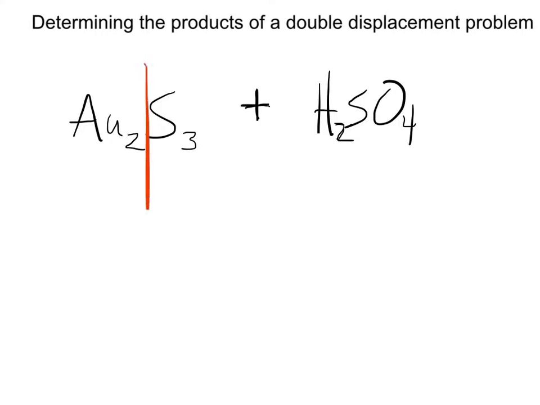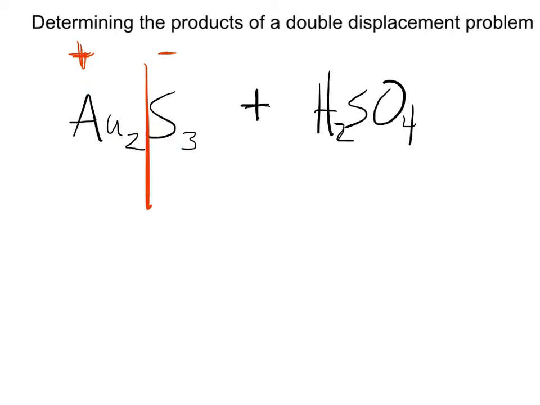The idea is that any ionic compound is made up of a cation, in other words, a substance that has a positive charge, and an anion, a substance that has a negative charge. The cation is always the first substance in the ionic compound formula, and the anion, or the negative substance, is always the second element or substance in the formula. So in this case, we have gold sulfide. Gold is the positive ion, or cation, and sulfur is the negative.